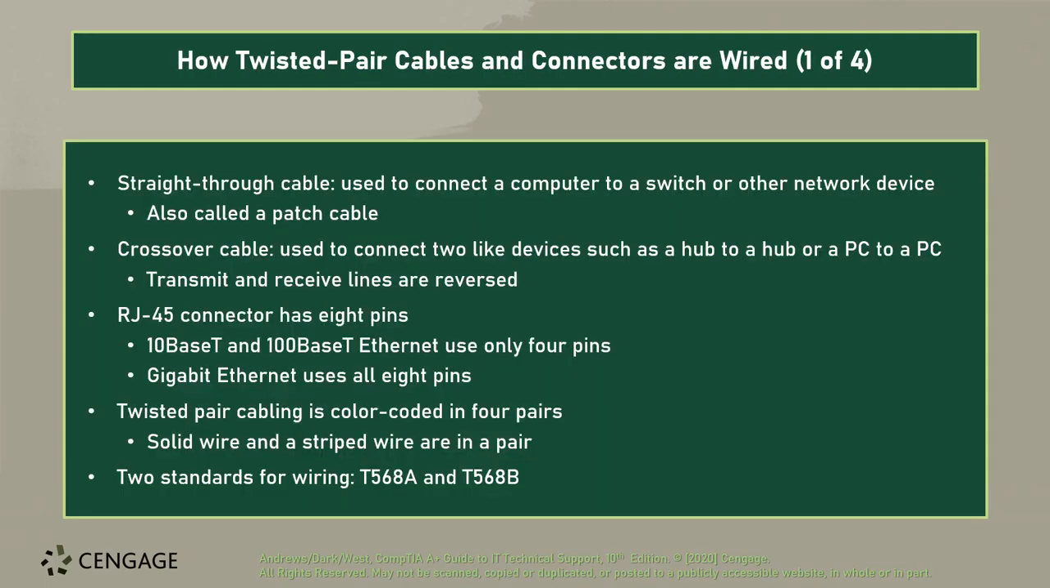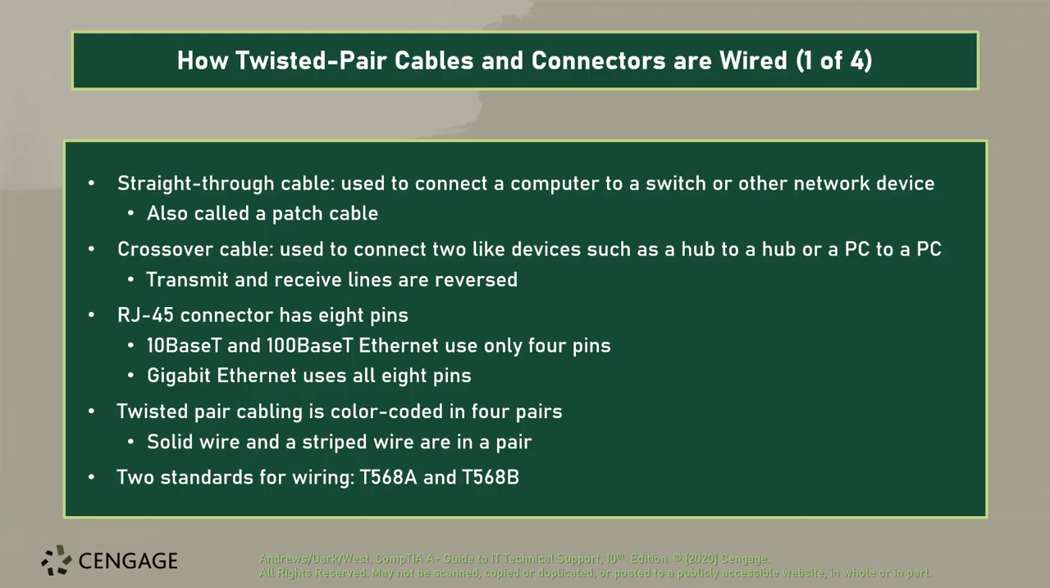So let's talk about how these cables are hooked up. As I mentioned, there are different standards for wiring when we were talking about the Keystone Jack. Straight through cables are used to connect computers to switches or other devices. This is often called a patch. That's the most common cable type that I use. Crossover cables are used to connect two like devices, such as a hub to a hub or a PC to a PC, without infrastructure between.